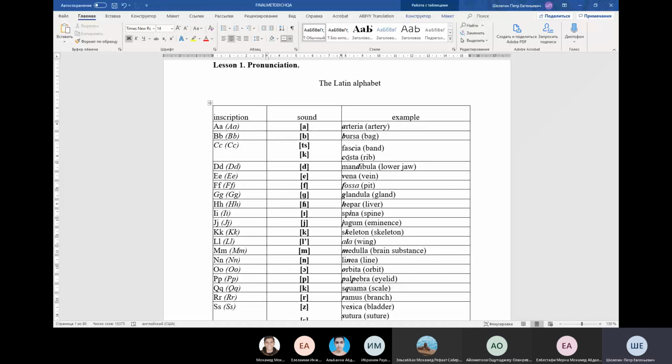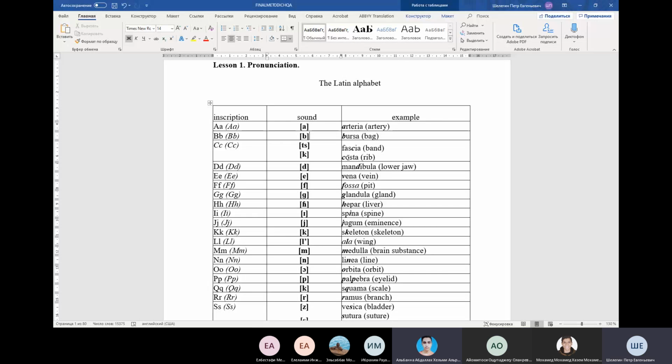Letter d, pronounced like d, no special rules for it. The lower jaw will be a mandibula. And pay attention to this. This is a mandibula. Mandibula.